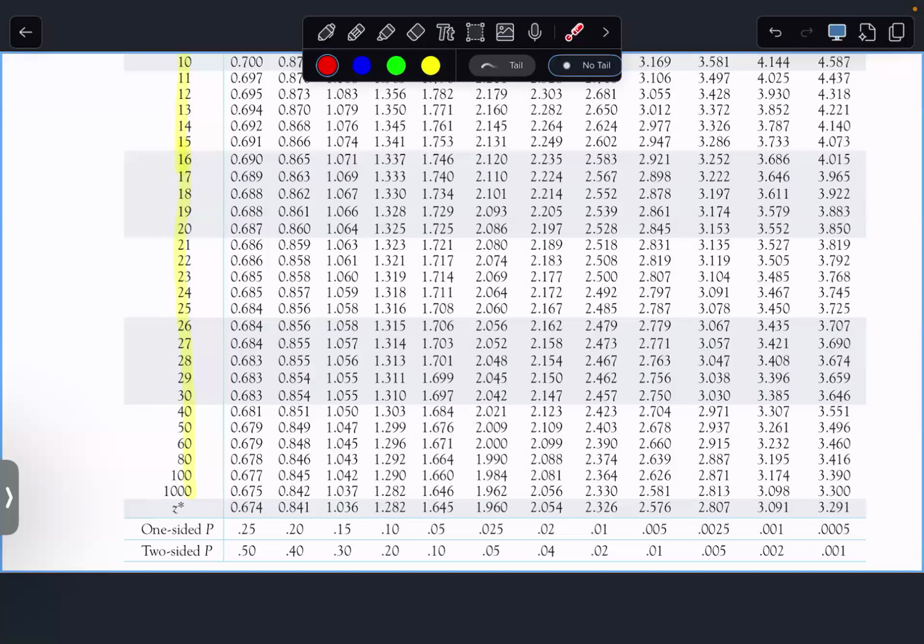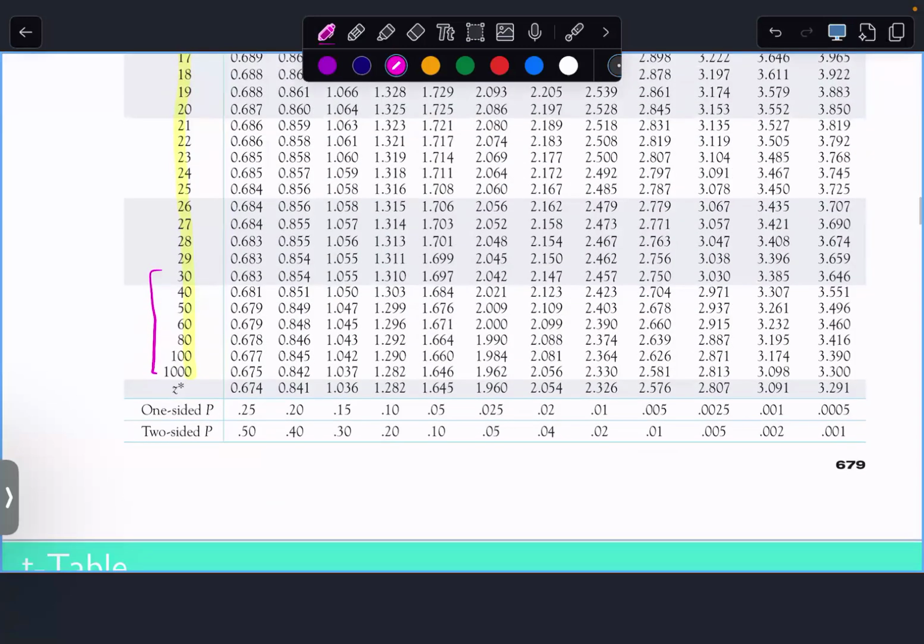Now, what I want to make a note of here is if the degrees of freedom that you have is not listed exactly, you have to round down. The reason for that is if you're rounding up for your degrees of freedom, then you're saying that you have a bigger sample size than you actually do. And that's bad, because a bigger sample size gives you more certainty. And to claim that you have a lot of certainty when you actually don't is really, really bad. So important.